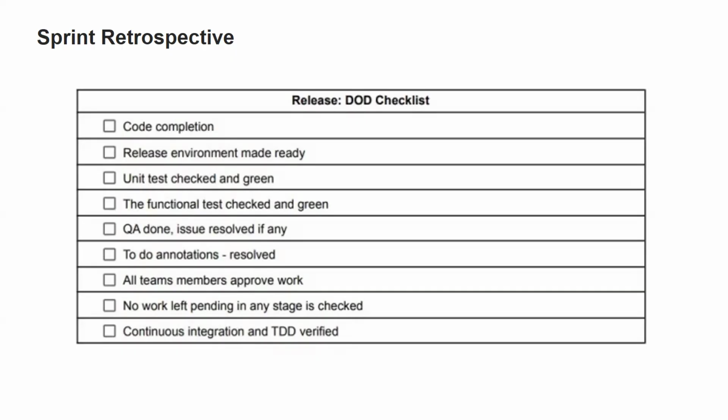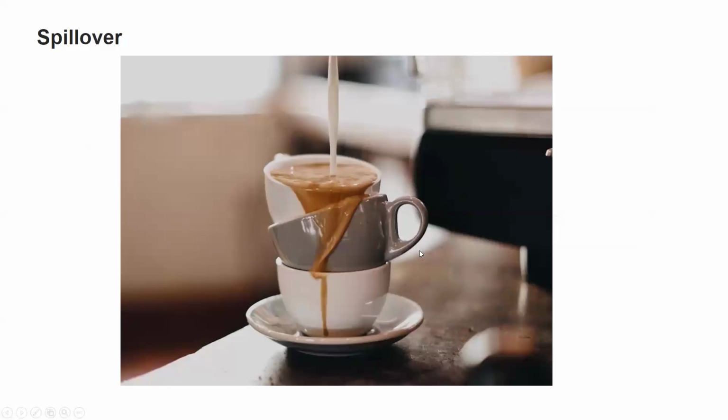If anything is not checked, the user story is not completed. Everything has to be checked. So this DOD will be defined at the start of the sprint when we discuss the user stories.